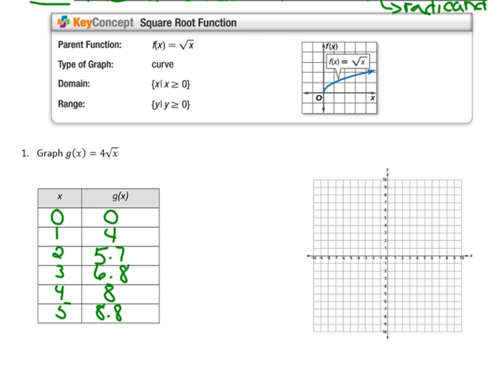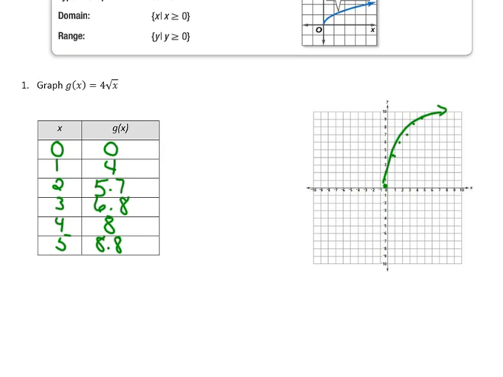So now I'm just going to graph those. We have 0, 0. At 1, we were at 4. At 2, we were at 5.7, so you're approximating. 3 was 6.8. 4 was 8. And then 5 was about 8.8. So you'll see that it's going to start going like that. Okay? Hopefully nothing too difficult there.